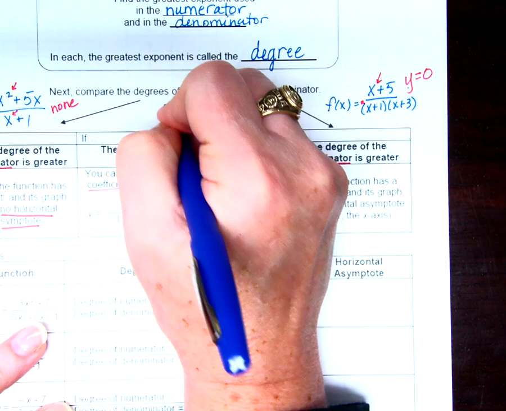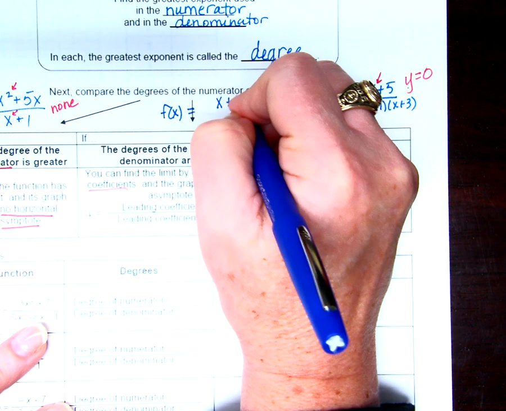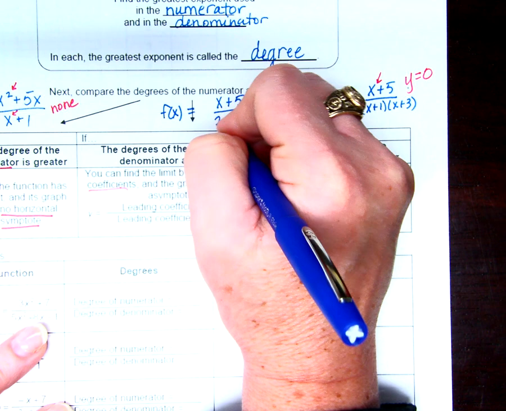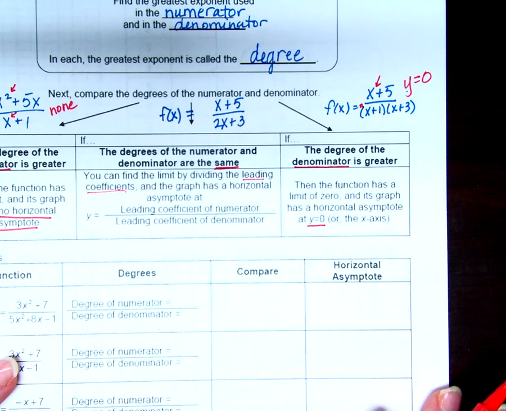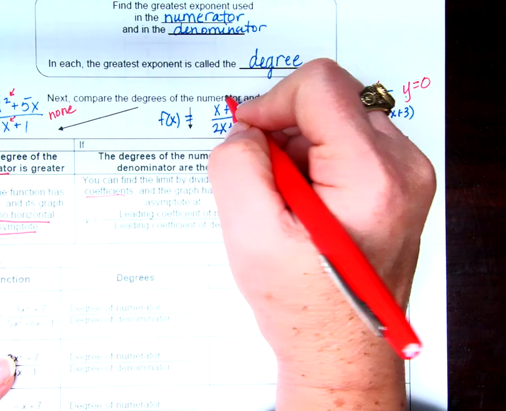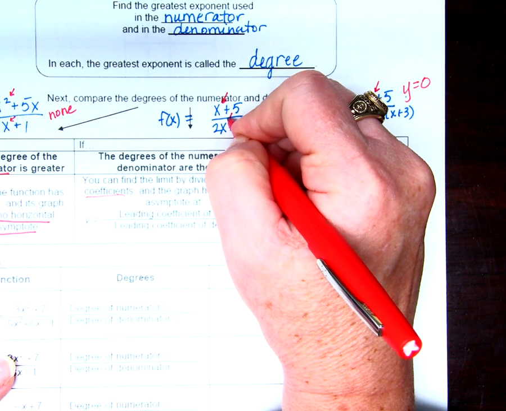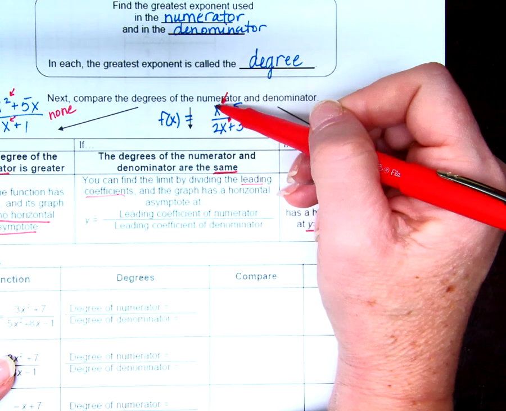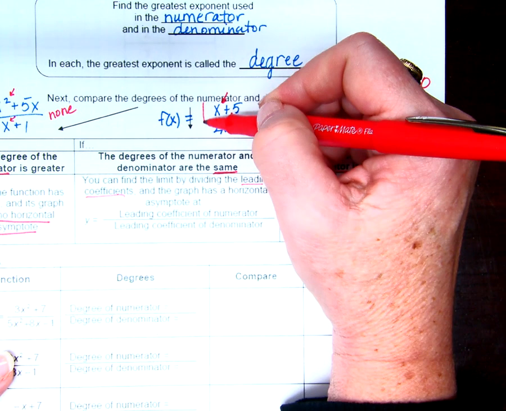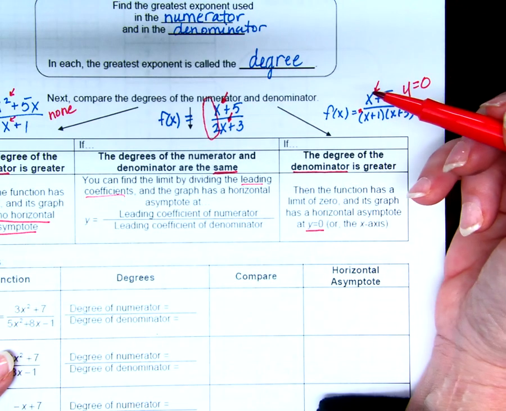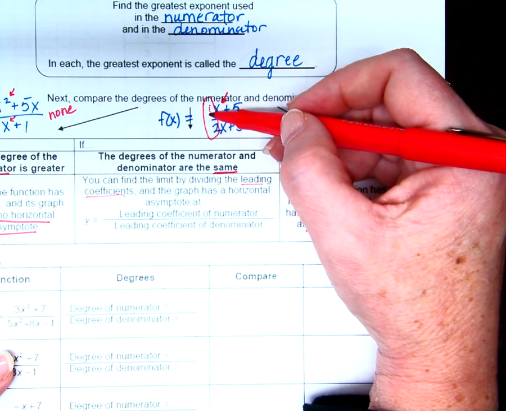Okay. f of x equals x plus 5 over 2x plus 3. So let's make sure, what's the degree of the numerator? 1. What's the degree of the denominator? The degree, right, is a 1. So 1 and 1 are the same. When the degrees are the same, then I look at the leading coefficients. What's the coefficient of the numerator? A 1, right? It's an imaginary 1.